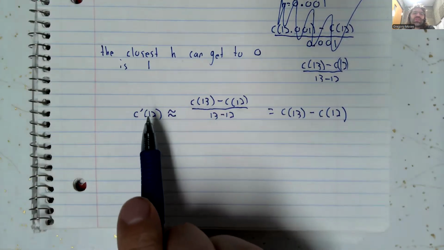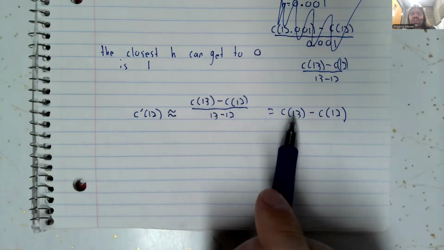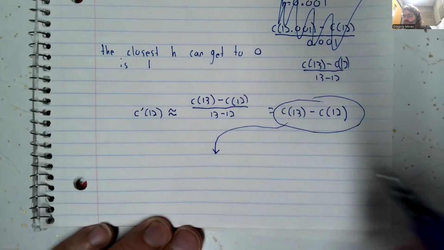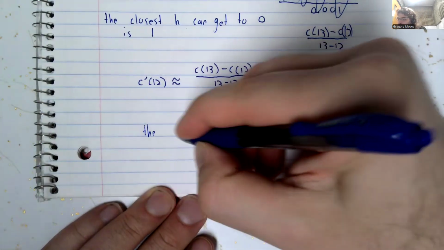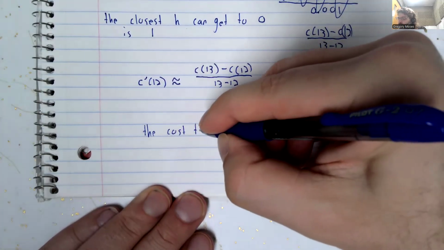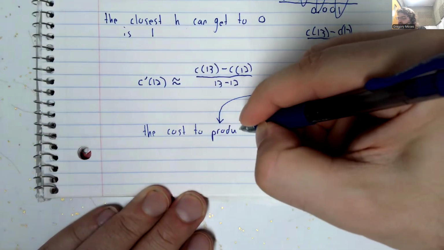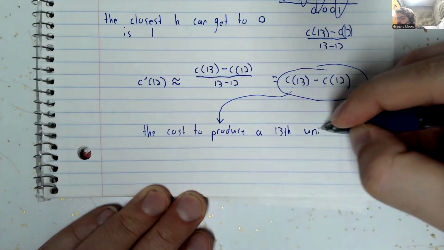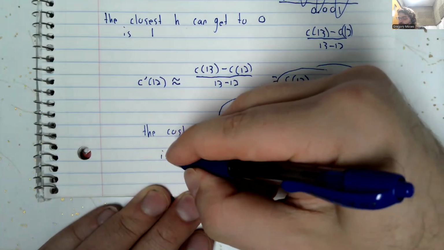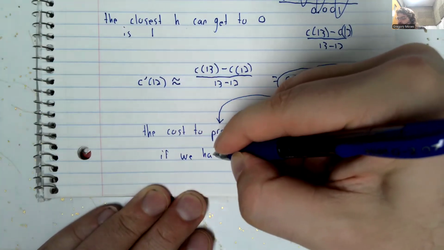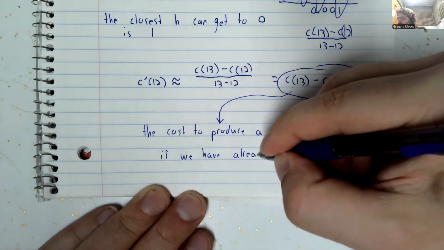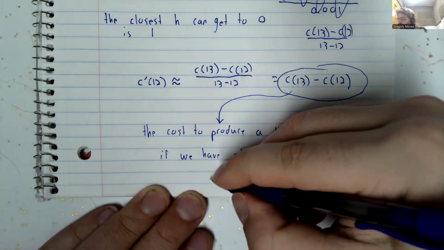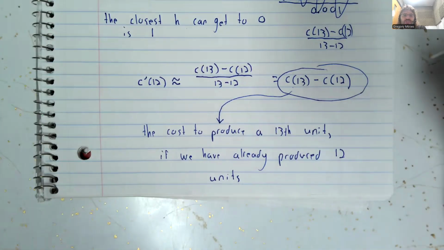So C prime of 12 is approximately C of 13 minus C of 12, which is the cost to produce a 13th unit if we have already produced 12 units.